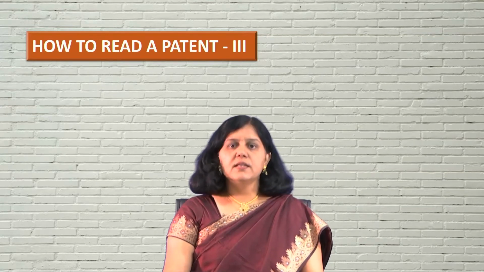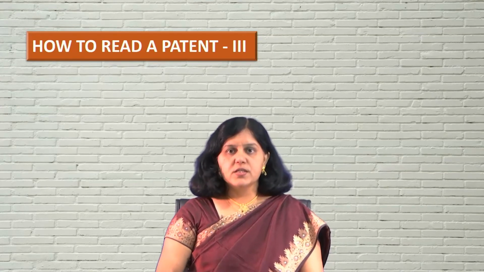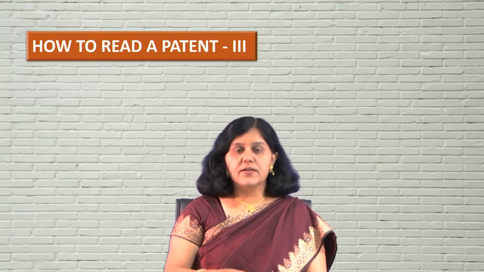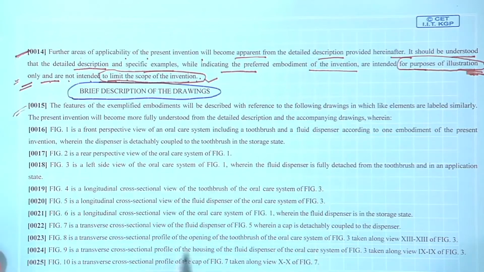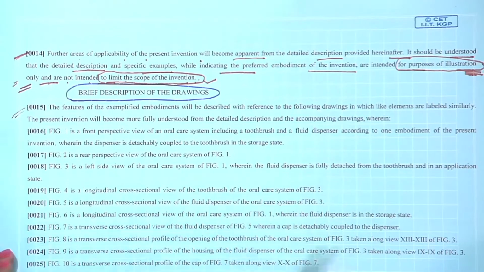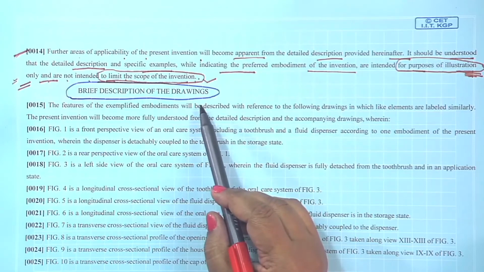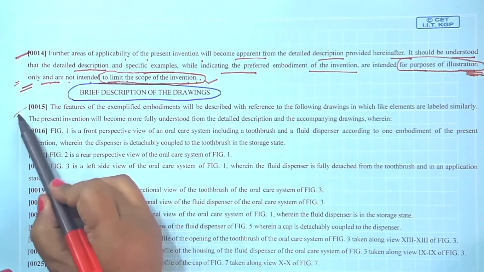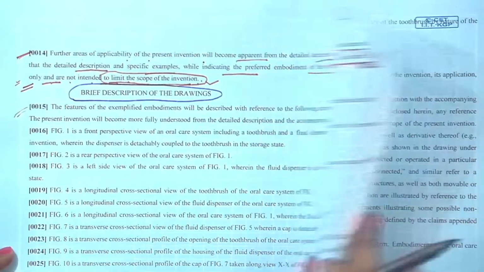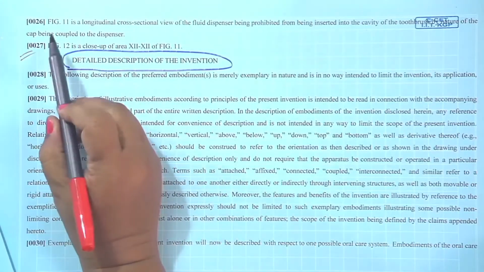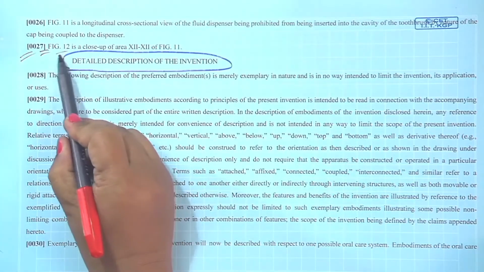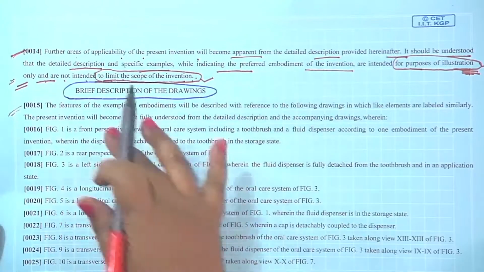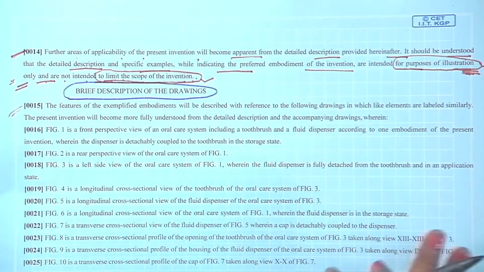So, we will just see the reference document. Just go through that reference document and see what is written there. Here, if you see the brief description of the drawings, it starts with para number 15 and ends at para 27. So, total 12 figures are there. By seeing this information, you can make out that this patent document has a total of 12 figures.